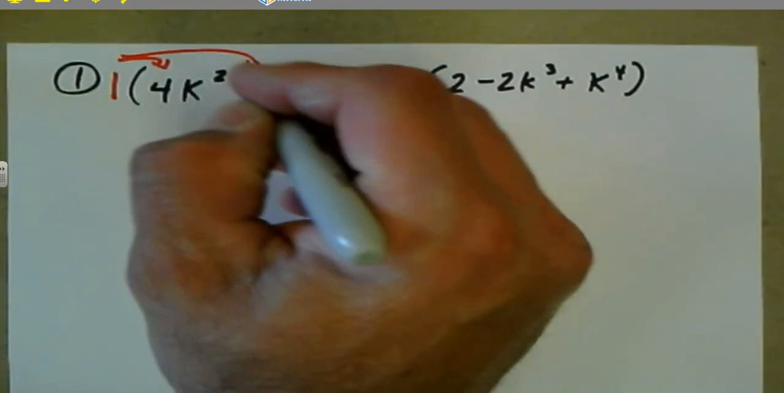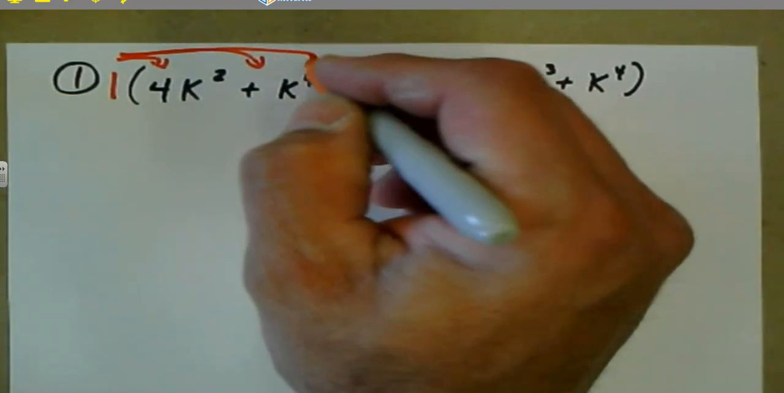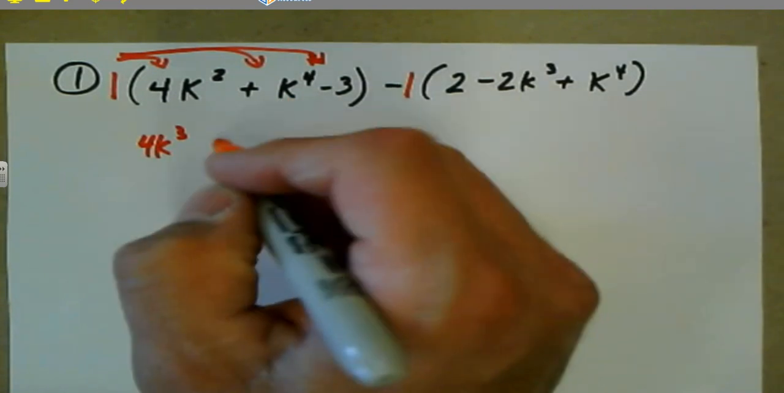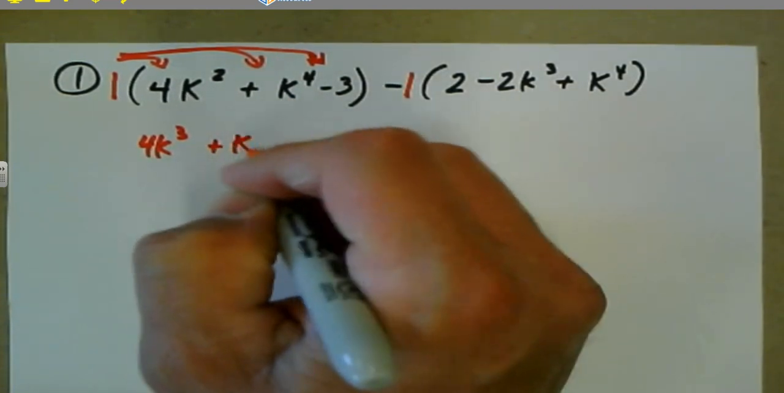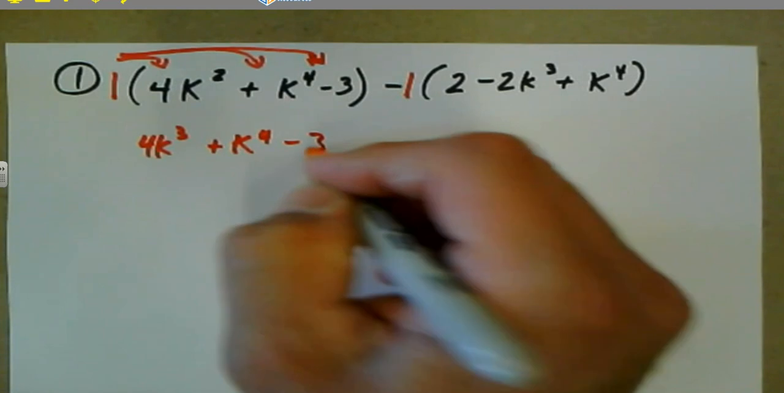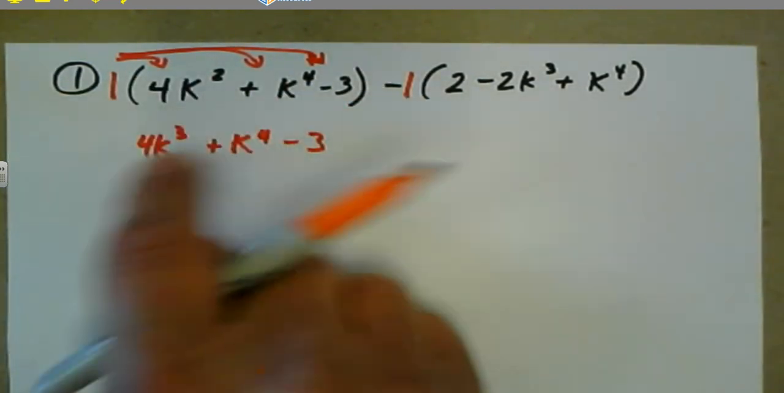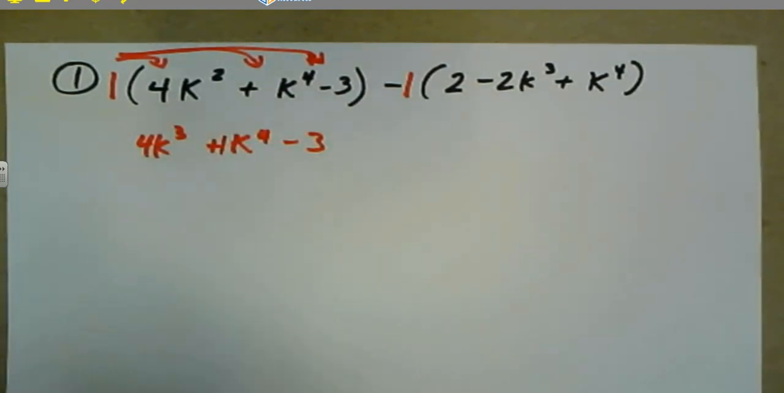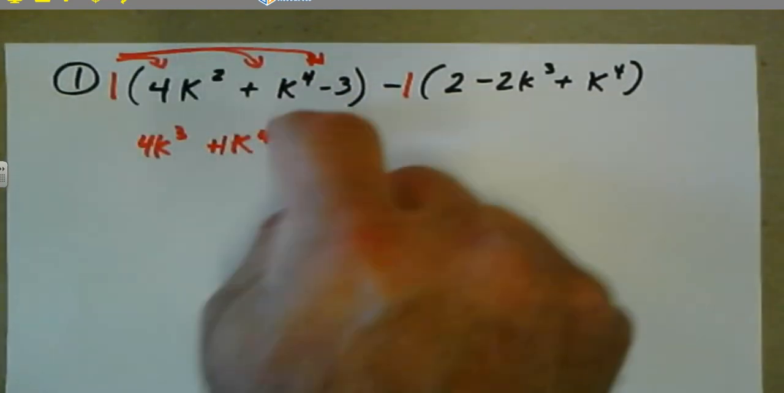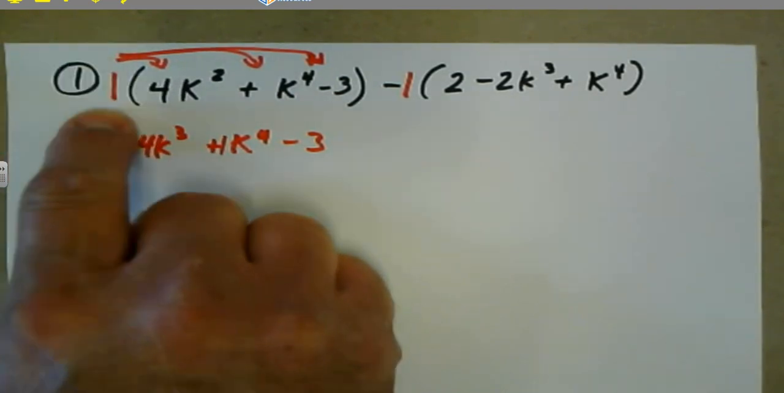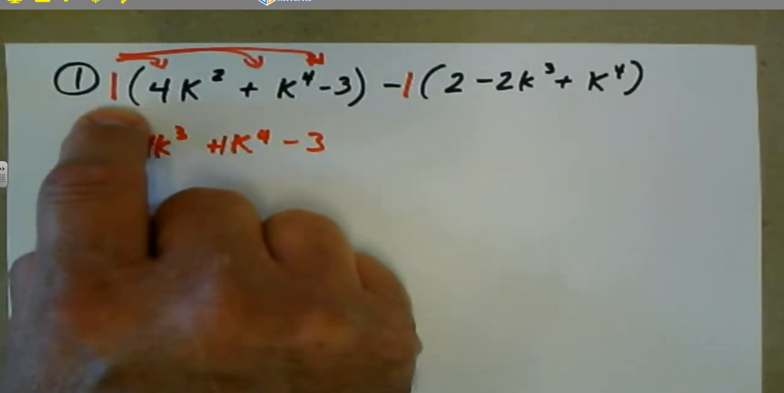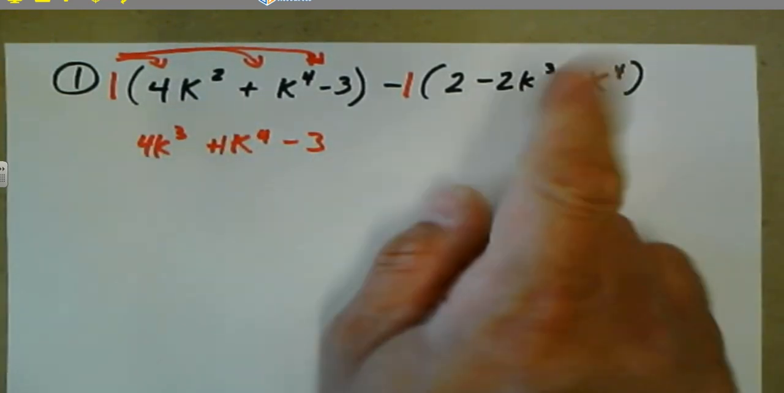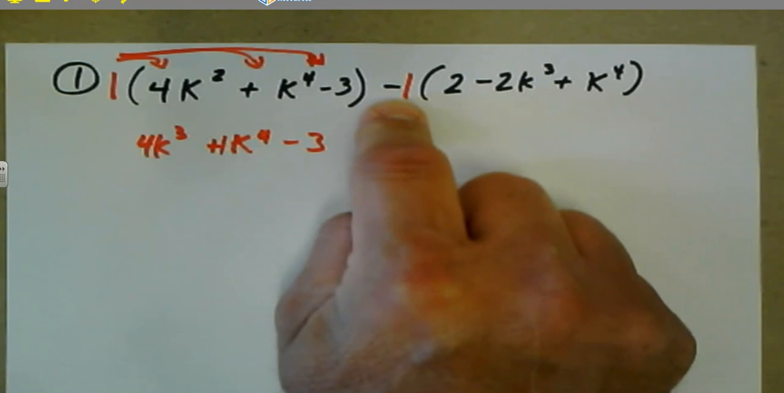1 times anything is just itself. 1 times 4k to the third is 4k to the third. 1 times k to the fourth is k to the fourth. 1 times negative 3 is negative 3. You don't need to do anything to these. All you have to do is rewrite them, and you can throw that 1 in front. I did nothing with them. Does everybody see that? The only thing I did was knock the parentheses off because 1 is the identity property of multiplication, which means if I multiply it by 1, it all stays the same. Nothing changed. However, negative 1 is different.